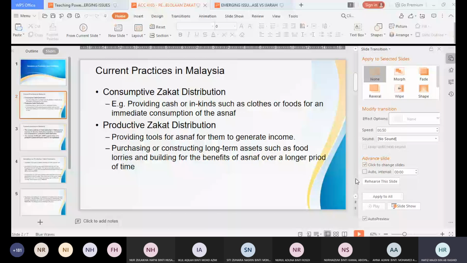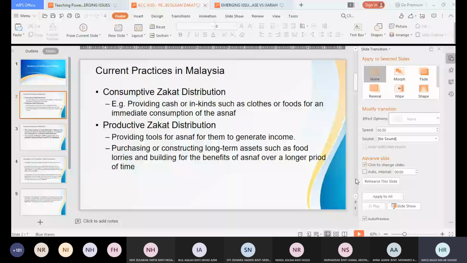Or now you can also see some food trucks. I usually use the word food truck, but some English lecturers or proofreaders said we should not use the term food truck, we should use the term food lorries, whatever. But when you look at Lembaga Zakat Selangor, they have been providing food trucks or food lorries for asnaf in order for them to do their business. This is a long-term asset.